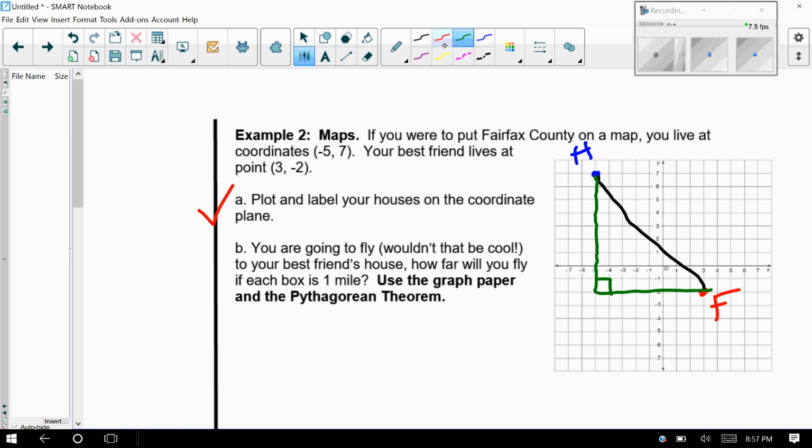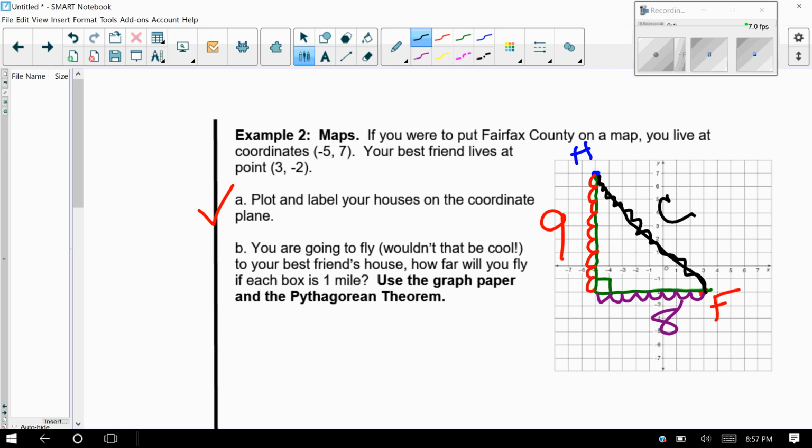Now I'm going to count my units. How many units down did I go? So I went down 1, 2, 3, 4, 5, 6, 7, 8, 9 units. So there's 9. And then I went to the right. How many units? 1, 2, 3, 4, 5, 6, 7, 8 units, right? So this is going to be our a squared and b squared. But remember, the distance, the hypotenuse, the longest side is going to be our c squared. So this one right here, H to F, is going to be our c, right?